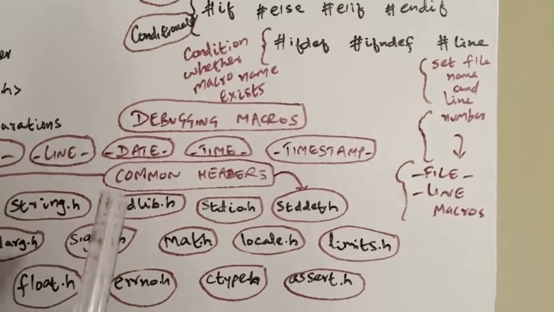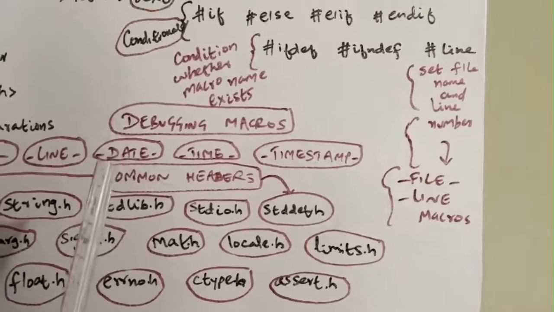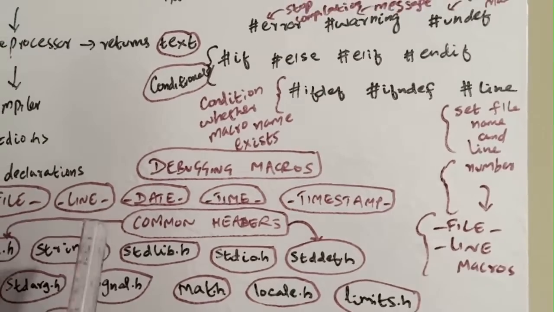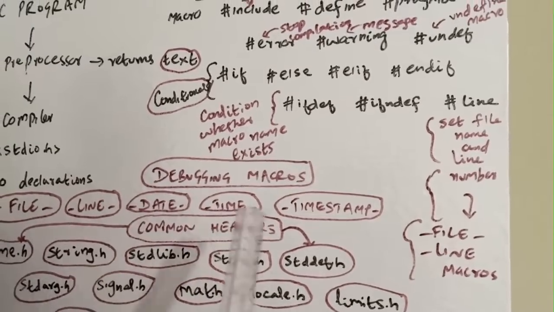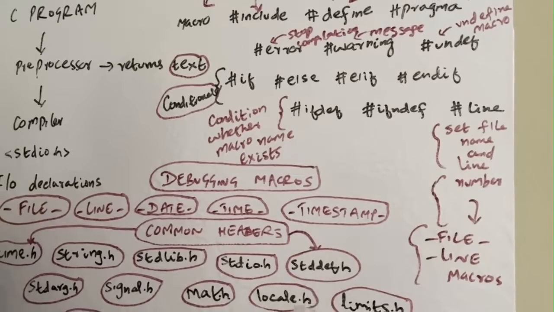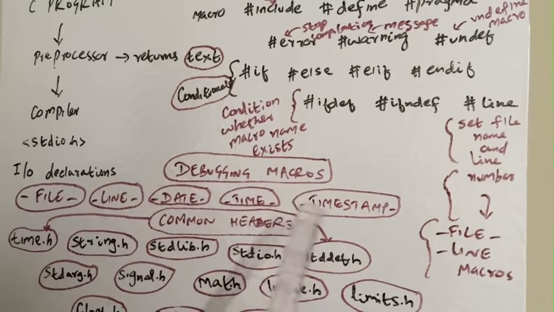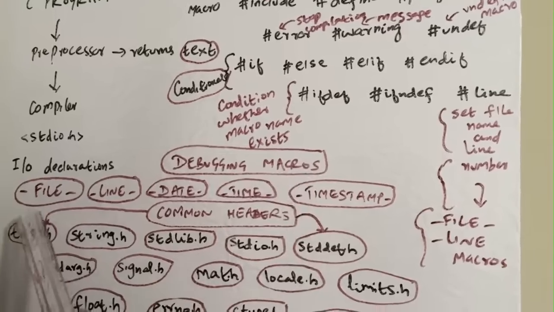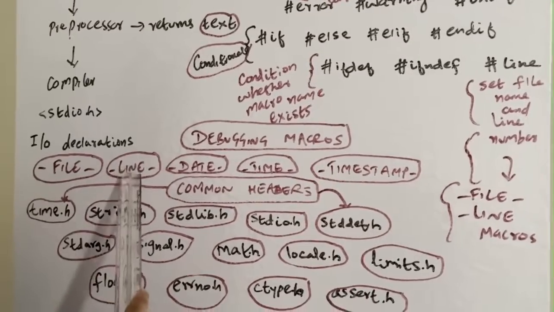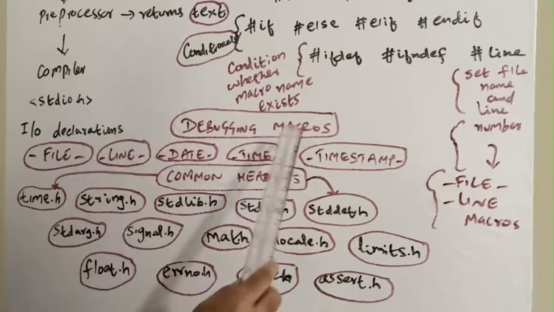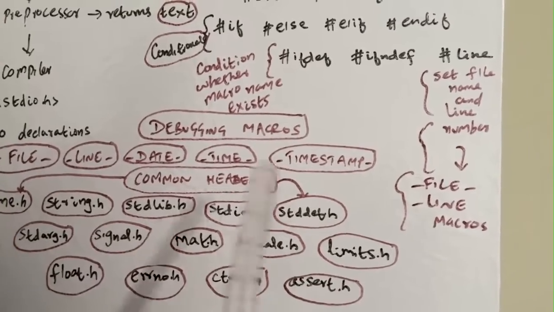When a program is written, we have to debug the program. If it gives an error, we want to execute step by step and find out where the error is. That's called debugging. I'll create a separate video for that one. Debugging macros are used to find the errors: __FILE__, __LINE__, __DATE__, __TIME__, and __TIMESTAMP__. These are all for finding the errors.